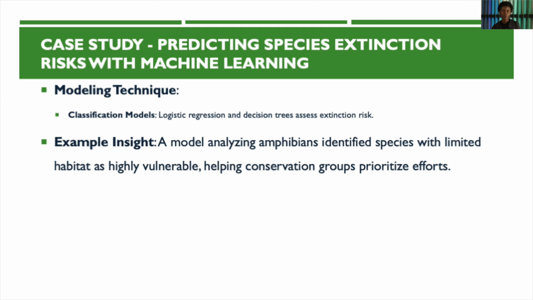Using logistic regression and decision trees, we can estimate a species' likelihood of extinction. For example, our model might identify amphibians with small habitat ranges as highly vulnerable. This insight allows conservation organizations to prioritize those species for protection efforts.